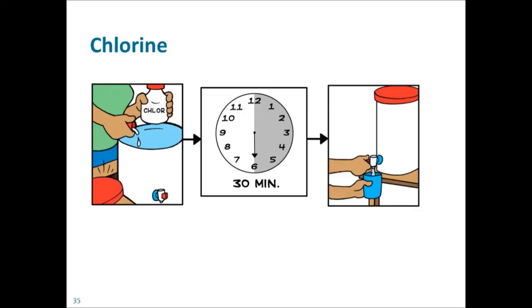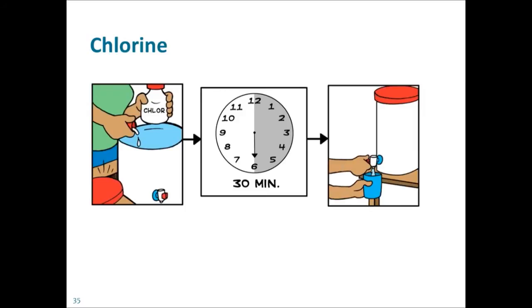Chlorine is a popular chemical used to disinfect drinking water. There are many different types of chlorine that are available. For example, sodium hypochlorite and sodium trichlorosine. When added to water, chlorine releases hypochlorous acid, which reacts with the microorganisms and kills them. There are several different brands of chlorine products that have been manufactured specifically for household water treatment.